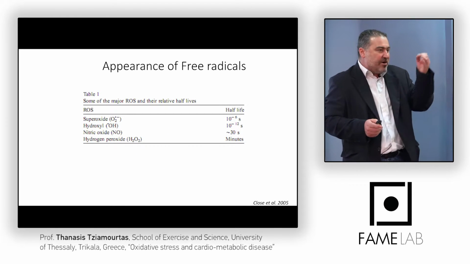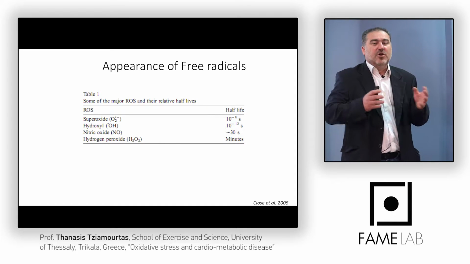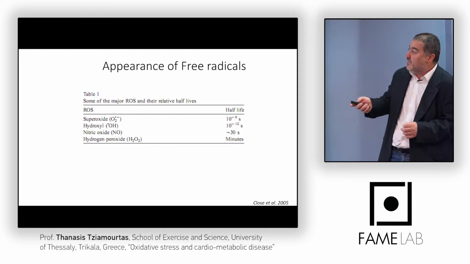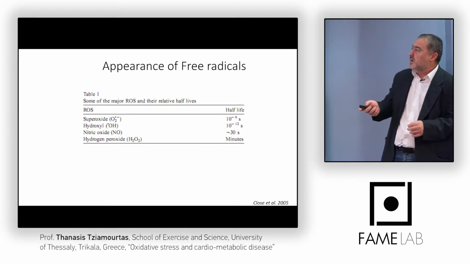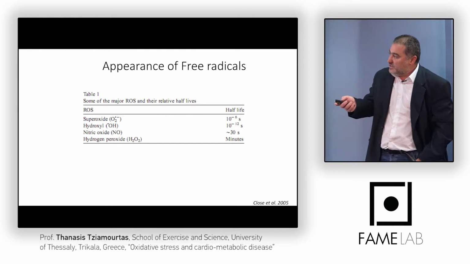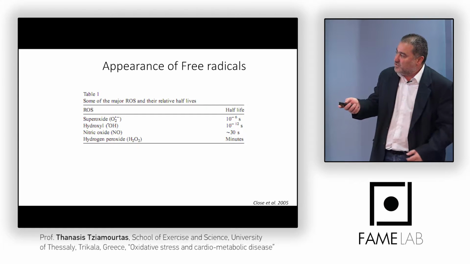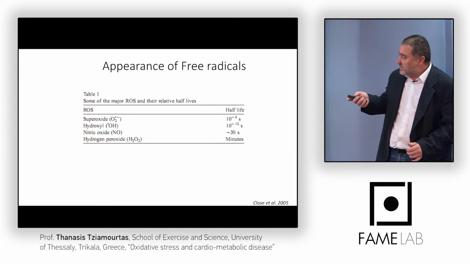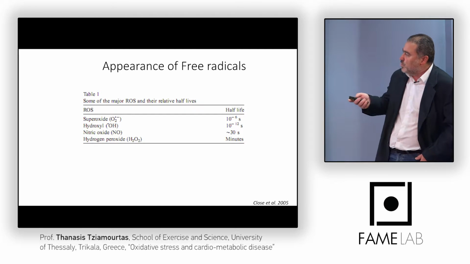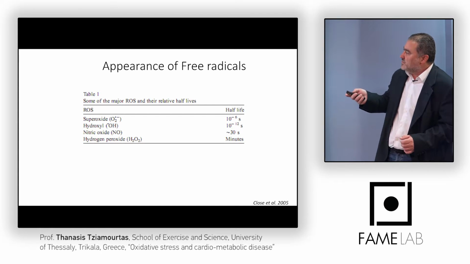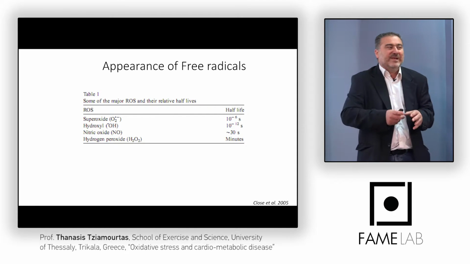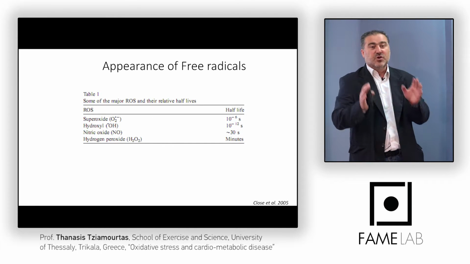Free radicals do not stay in our body for long, and we can understand that through the half-life of these different free radicals. We see, for example, superoxide, hydroxyl radical, nitric oxide, and hydrogen peroxide. Those are the half-lives, and for superoxide, the half-life of this molecule is 10 to the minus 6 seconds. See here, seconds. So it's impossible to measure those molecules.